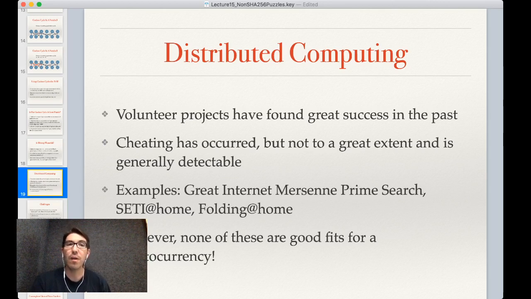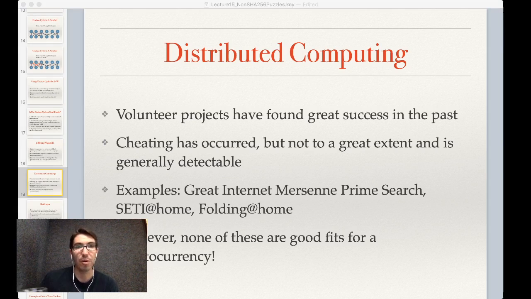There have been a lot of distributed computing projects. There has been some cheating in all of these, but it's generally detectable. It hasn't occurred to a great extent, and they're still running. Perhaps some great examples here: SETI at home, looking for signals from aliens, or Folding at home, looking at protein folding to help look for different cures and understand how proteins fold, helping the medical industry. Or looking for very large prime numbers, with the Great Internet Mersenne Prime Search, GIMPS. But it turns out that none of these are good fits for cryptocurrency.